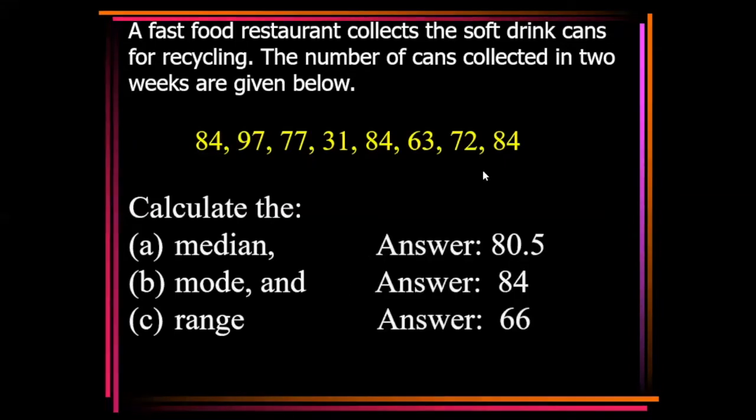Okay, the median is 80.5. To calculate the median, we would have added 77 plus 84, then divided by 2. The mode is 84, the number that occurs the most, and the range is 66. We would have subtracted 31 from 97. This is a revision of what was taught yesterday, median, mode, and range.